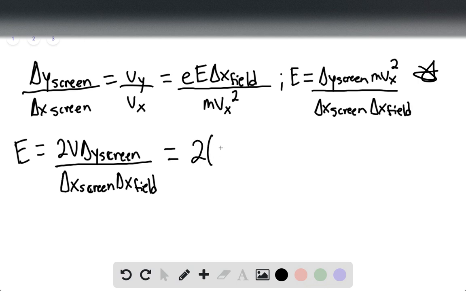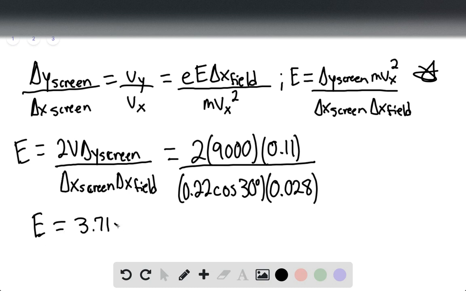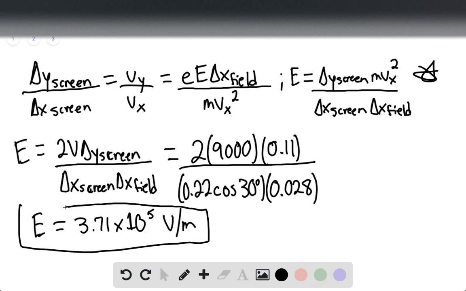So this is going to be 2 times 9,000 volts times 0.11, and then we'll have 0.22 times cosine of 30 degrees, and then 0.028 delta x of the field. And we find that E, the magnitude of the electric field, is going to be equal to 3.71 times 10 to the 5th volts per meter. So this would be our final answer. That is the end of the solution. Thank you for watching.